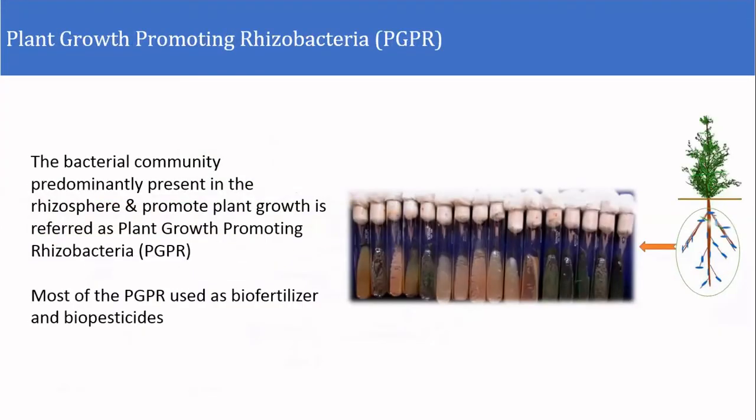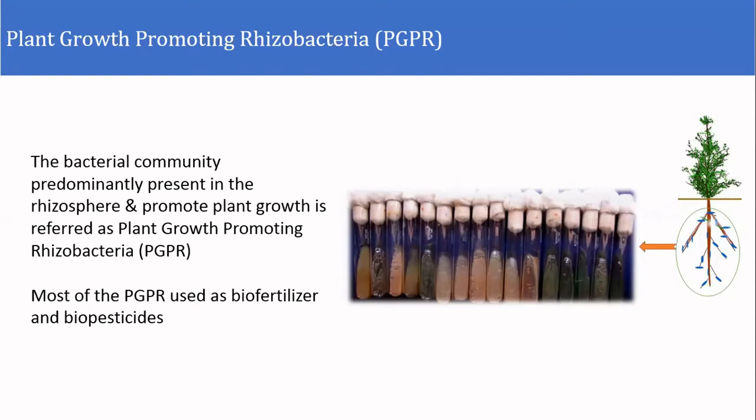Though there is a wide diversity of these microorganisms, some of them can be cultured and some may not be able to be cultured, as indicated by Shankar. So in my presentation, I'm going to concentrate more on bacteria, that is, plant growth promoting rhizobacteria and how they could be used for improving plant health in vegetables. The plant growth promoting rhizobacteria are a bacterial community predominantly present in the rhizosphere that promote plant growth.